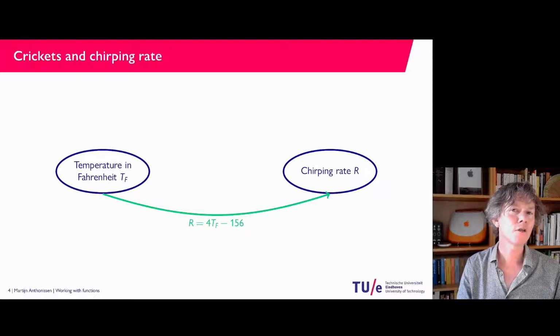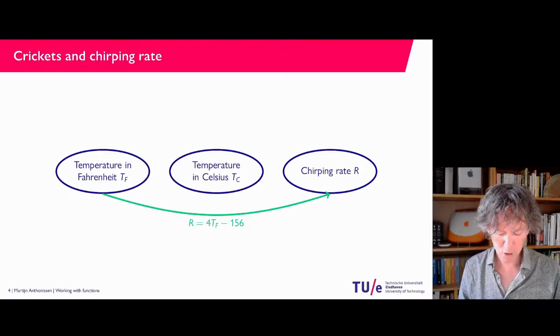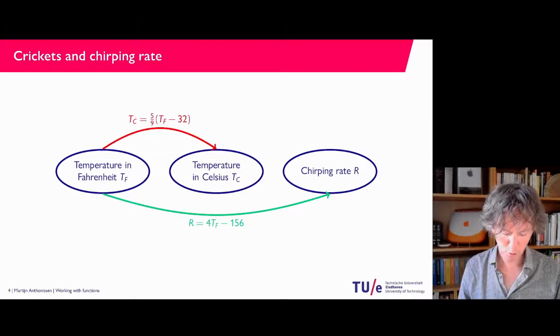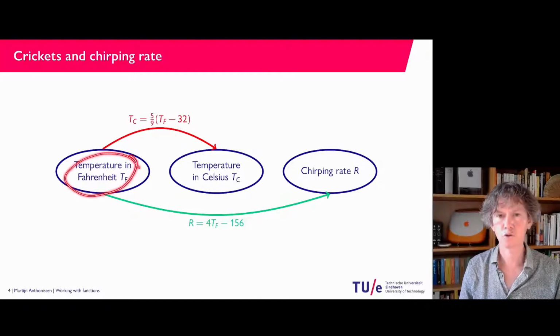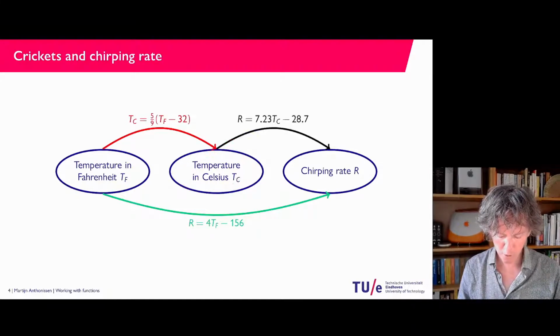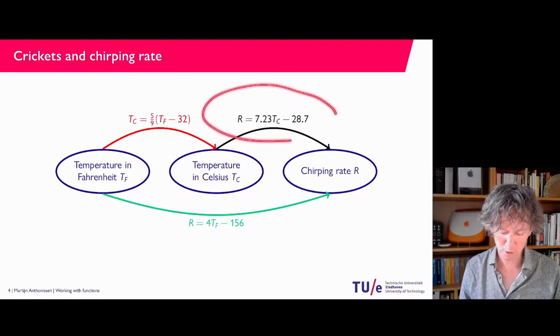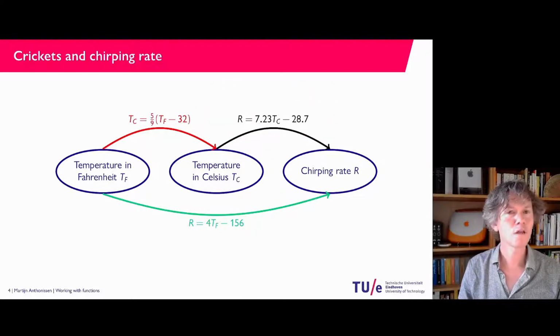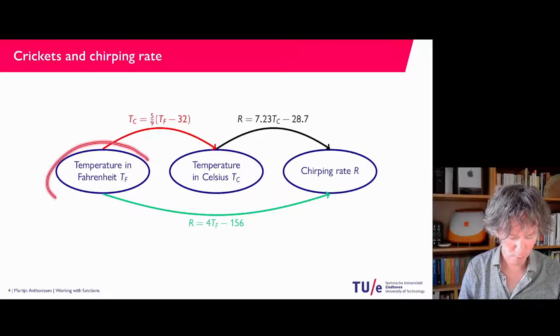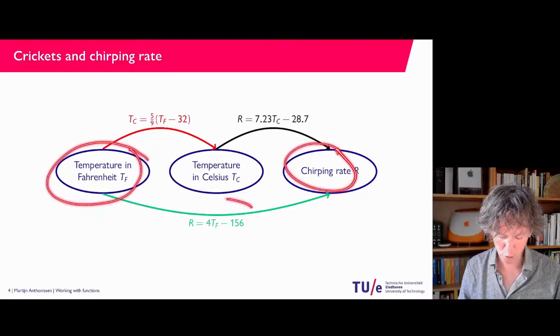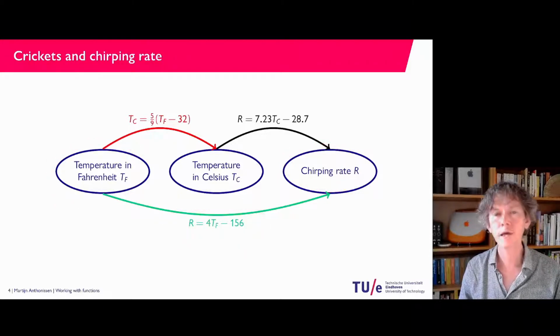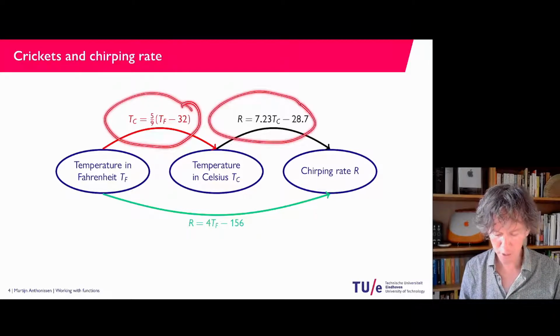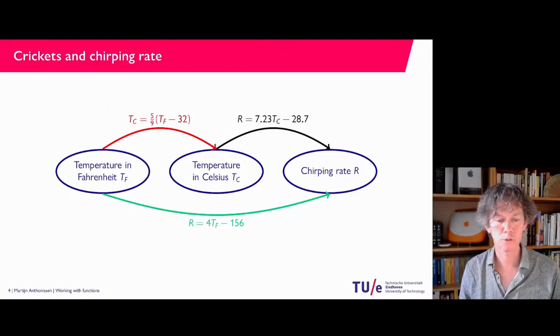Now what we did in that video is that we said, well, we are more interested in Celsius temperatures. So what you can also do is first convert your temperature in Fahrenheit to Celsius and then use a relation between chirping rate and temperature in Celsius. And what you then find is that either you can go directly from Fahrenheit to chirping rate, that's the green arrow here, or you can make this in between step and you can first do the temperature conversion and then use the relation between chirping rate and temperature in Celsius. So what you see here is an example of function composition.